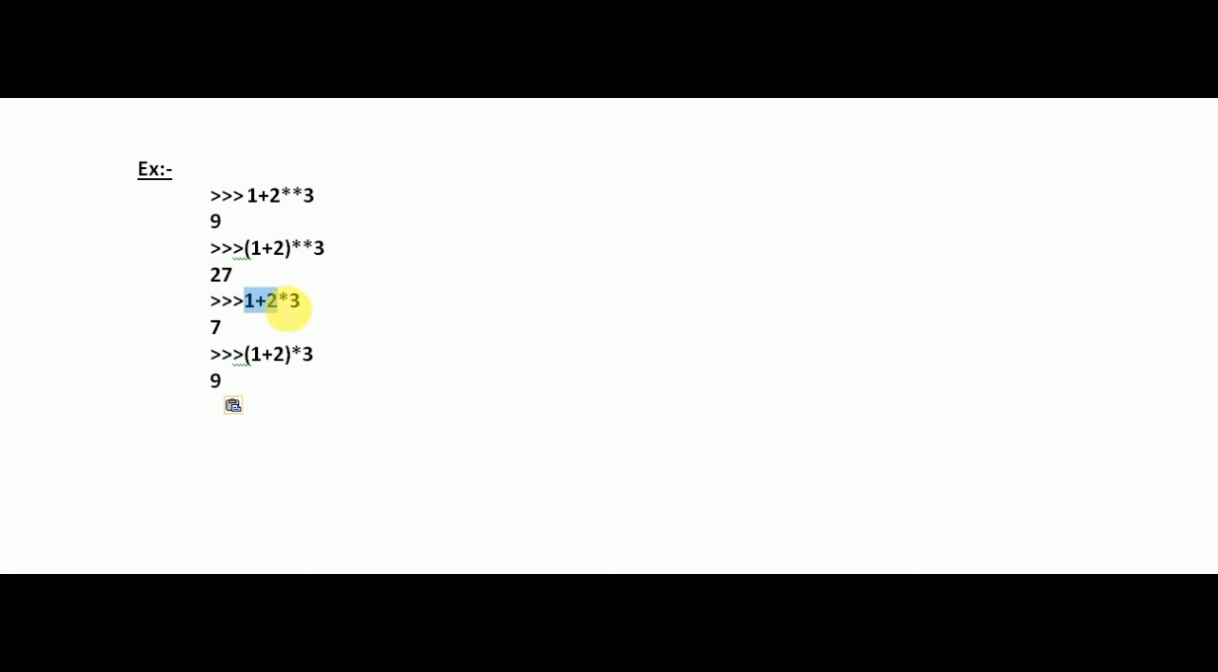Next is 1 plus 2 into 3. So in this, multiplication comes before the plus sign. So first we multiply the value. So 2 into 3 becomes 6. Then we add 1, that is 7. Now the next one is 1 plus 2, whole into 3. So first this will be calculated, that is 3 multiplied by 3, that becomes 9.